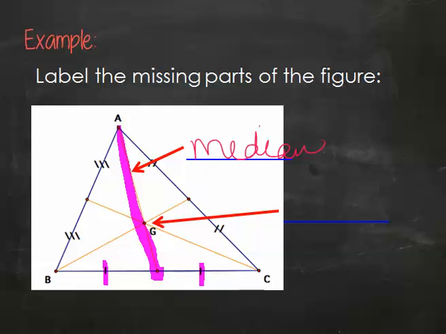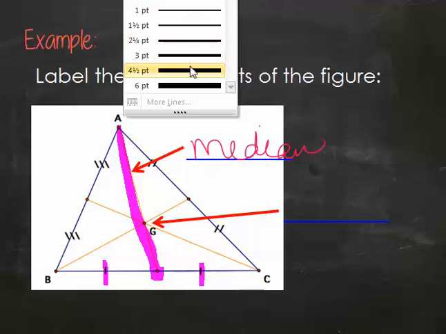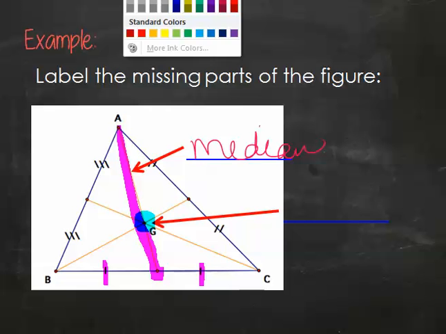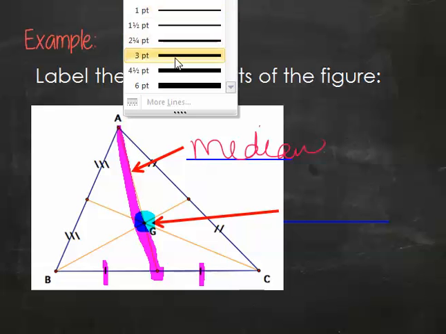Now let's look at the next one. It's pointing to this spot right here, that's in the middle. All those medians meet right there at that point. So that is called the centroid.